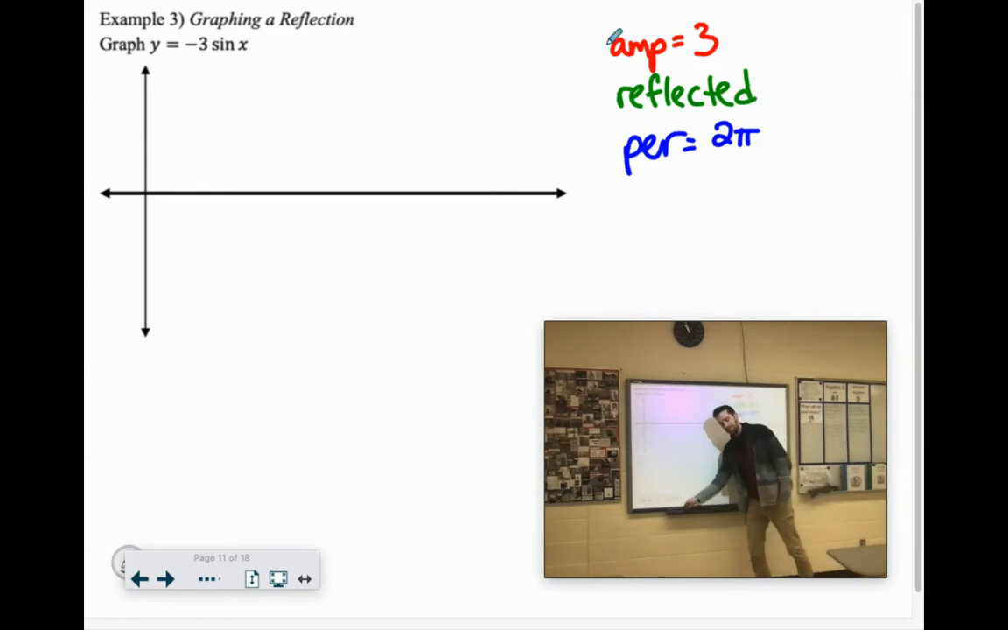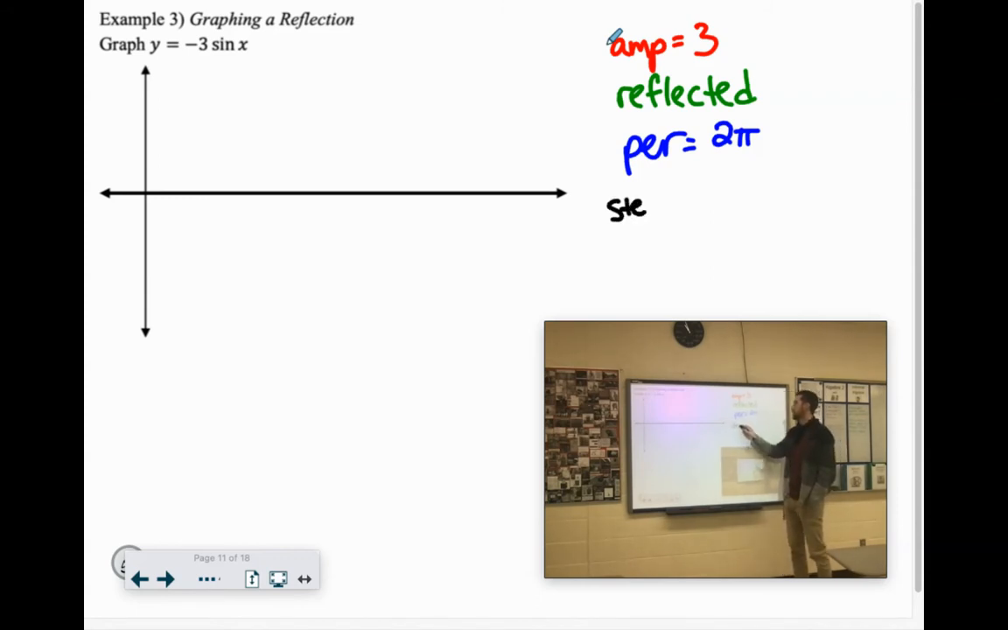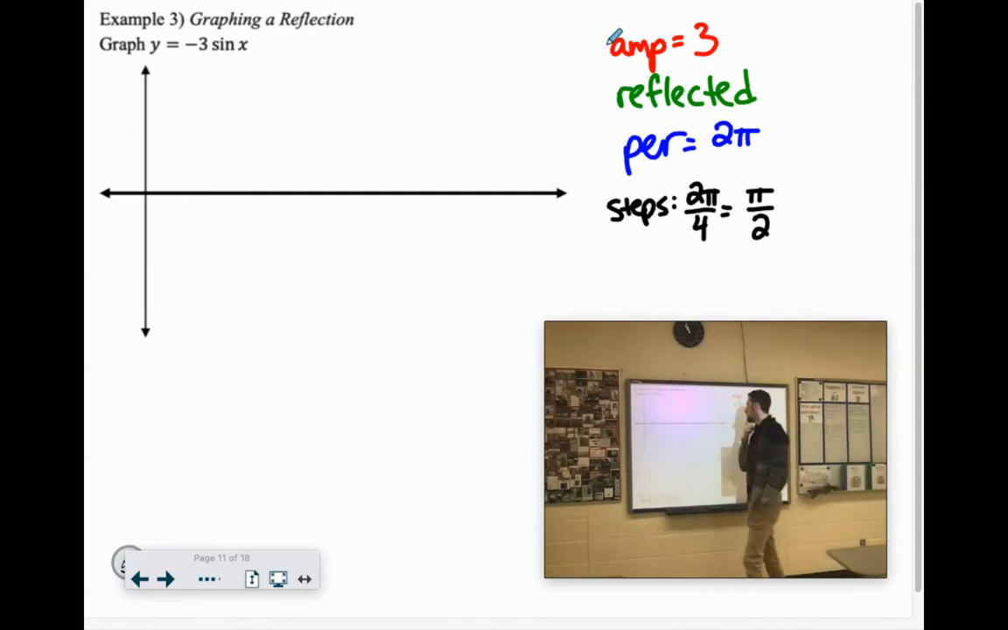Now if we're trying to figure out the steps, like if I have 4 parts of my graph at least, then I'm going to take 2 pi and divide it by 4, which becomes pi over 2. So every half of pi will be like our step where we have a new coordinate.